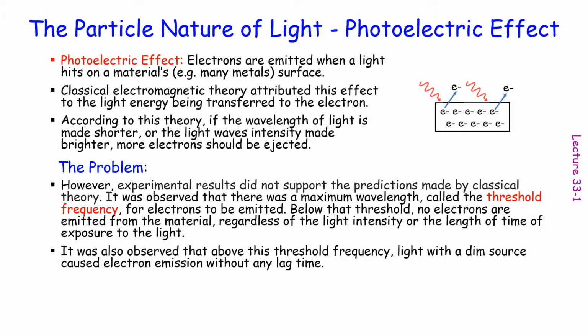shorter. Scientists also observed that above that threshold frequency, light from a dimmer source still causes electron emission. Electrons are still knocked out using dimmer light and without any lagging time. So we need better theories.